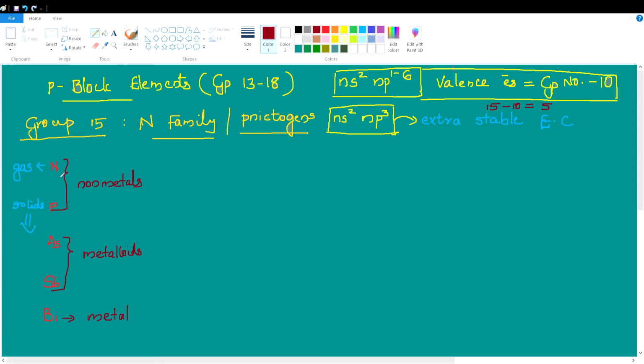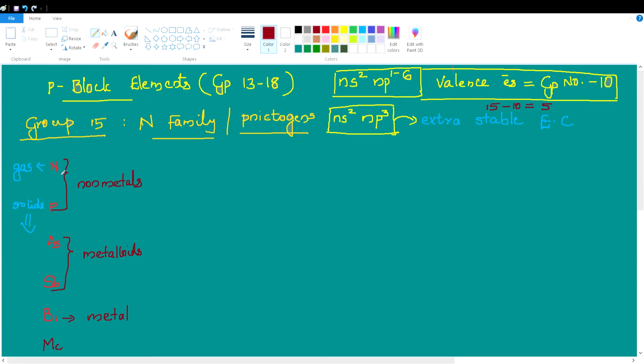The elements are nitrogen, phosphorus, arsenic, antimony and bismuth. There is a newly named element, moscovium. Moscovium is a synthetic radioactive element. It has a very short half-life and only a small amount is available, so its properties are not established.